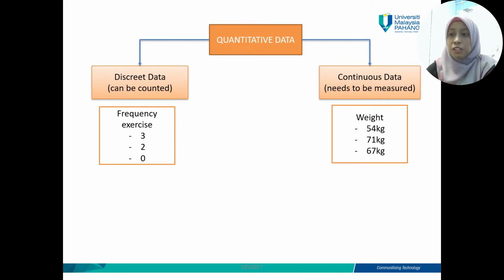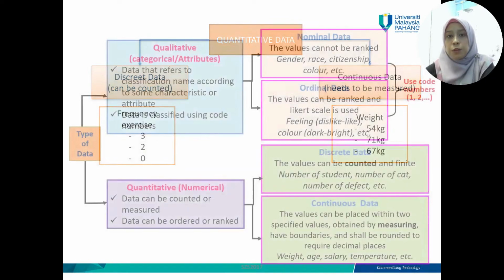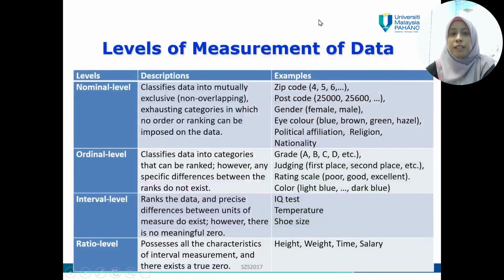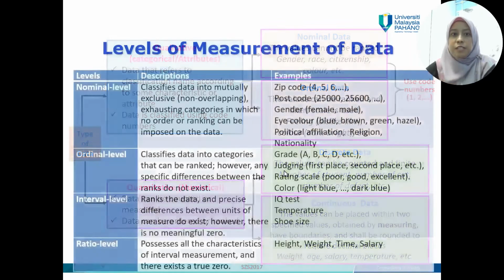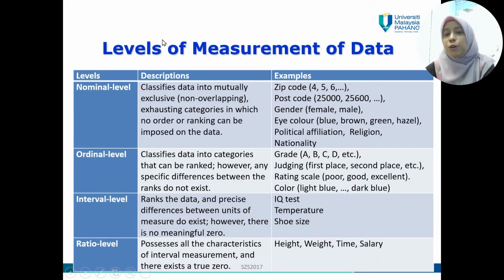Okay, after that, there's another stage of classification which you need to find out the levels of measurement. You can see this is a chart that will show you how the classification goes. So another level is to classify them according to the levels of measurement. So there are 4 levels of measurement in data: nominal level, ordinal level, interval level, and ratio level. Nominal and ordinal level, these two are for qualitative data. Interval and ratio level, these two are for quantitative data.